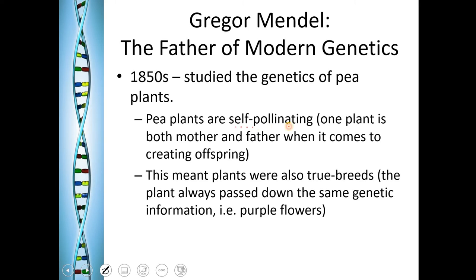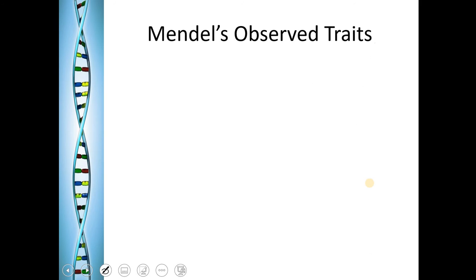It helps him that the pea plants are self-pollinating. That means that one plant will produce both egg and sperm, and it will fertilize itself in order to make offspring. So that one plant acts as both the mother and the father. And because they are self-pollinating, these plants are true breeds. That means there's no difference, no variation from parent to offspring. They're always going to be the same. So if mom or the parent has one particular trait, then the offspring has to have that trait also. They're true breeding. So Mendel's pea plants were self-pollinating and true breeding.